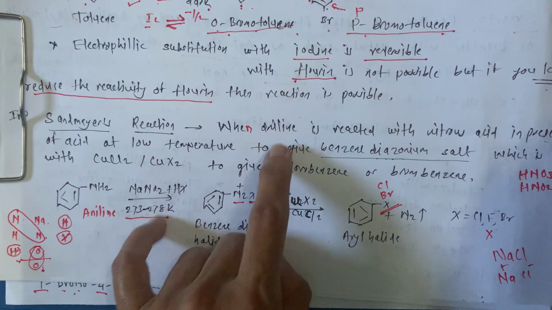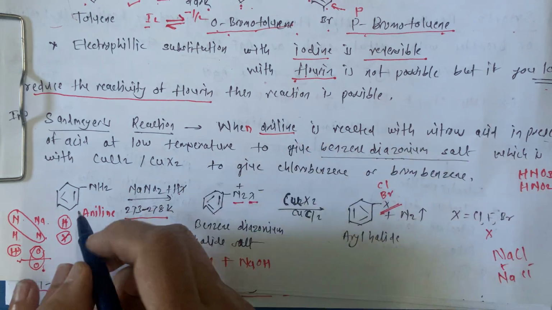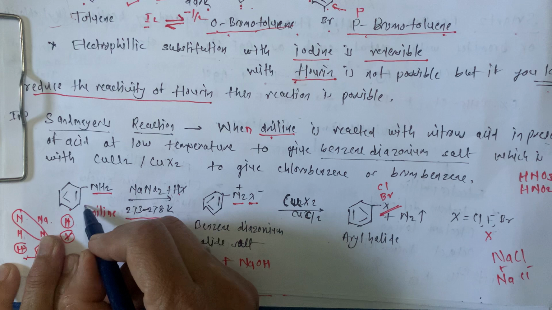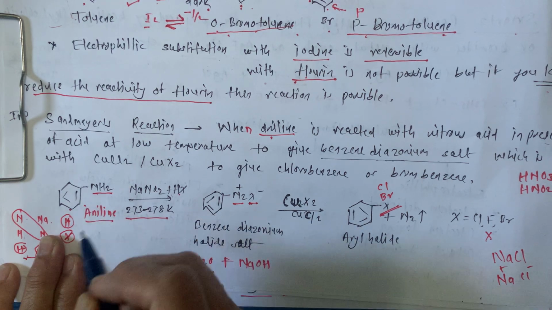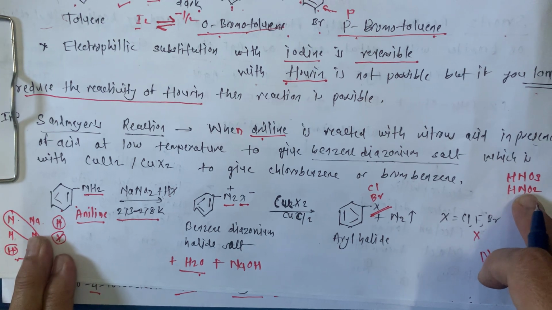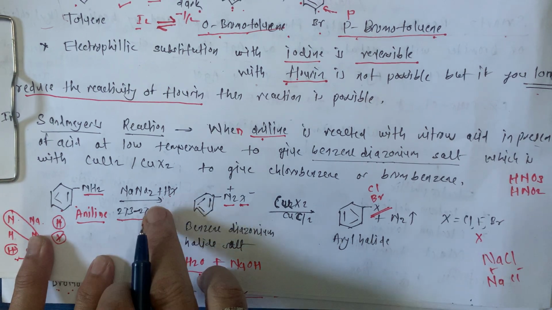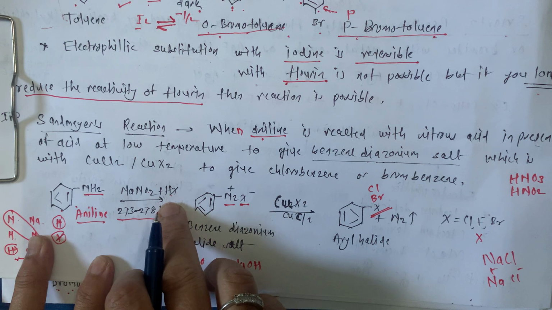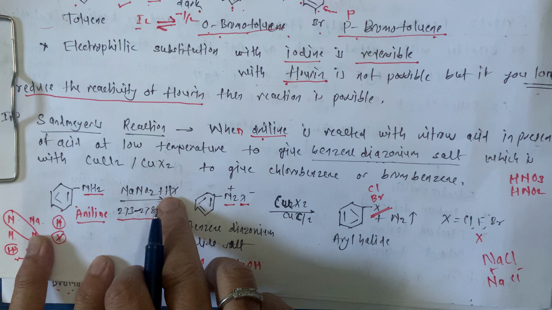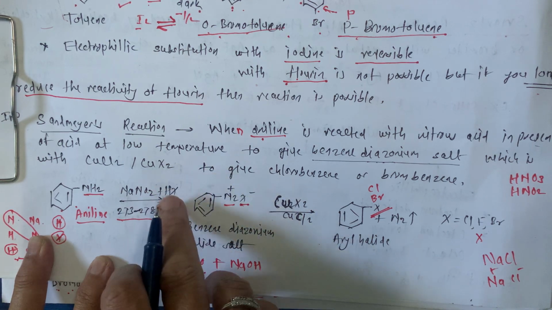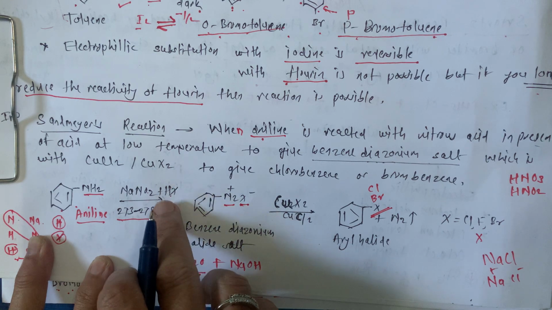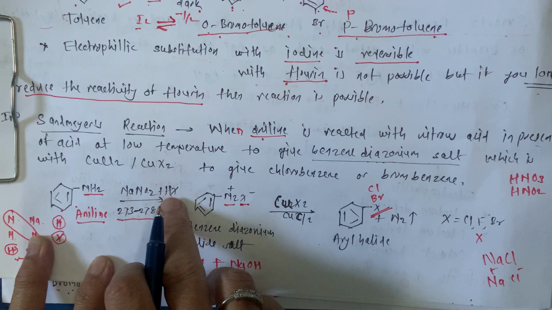When aniline, what is aniline? When an amine group is attached to benzene, it is known as aniline. This compound is known as aniline. It is reacted with nitrous acid, that is HNO2, in presence of hydrohalide acid, that is HX. HX means HCl, HBr, HI, that is hydrogen halide acid.